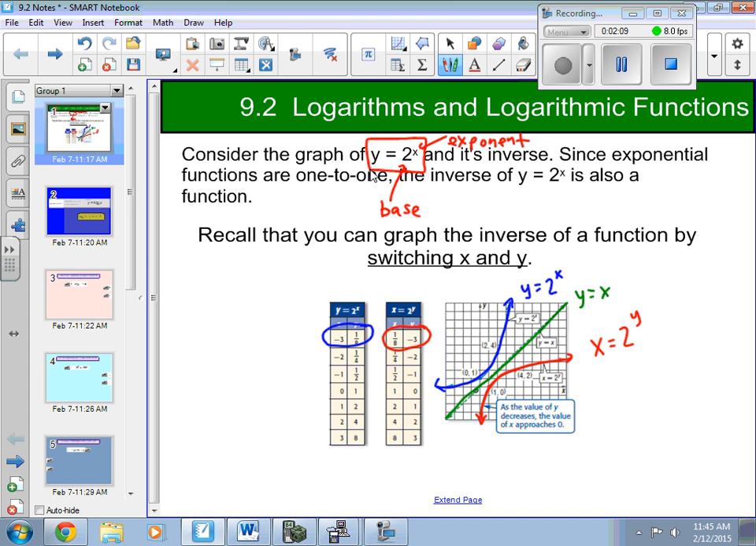We call this graph right here, this red one, a logarithm. Or also you could call it a logarithmic function. And that's what we're going to be looking at the rest of this chapter, these logarithms. Logarithms are the inverse or opposite operation from an exponential equation. So they do all the opposite stuff of an exponential.